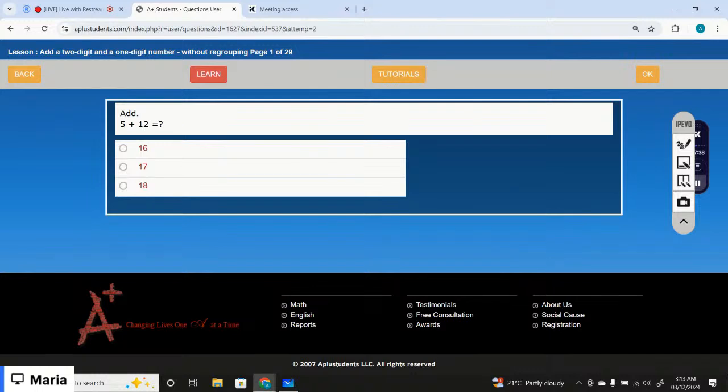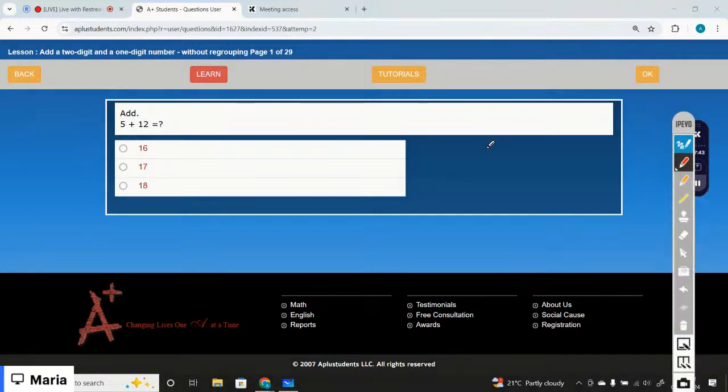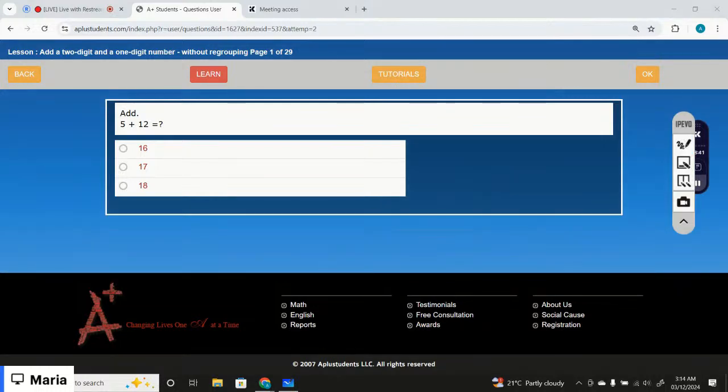12 plus 5, which is the correct option? So start adding with the ones digit. 5 and 2, 7, and that is 17. The correct option is 17.